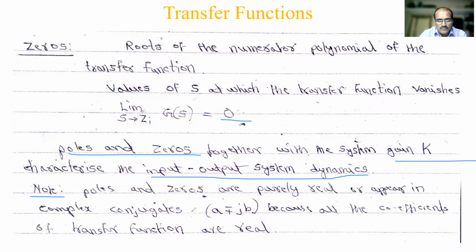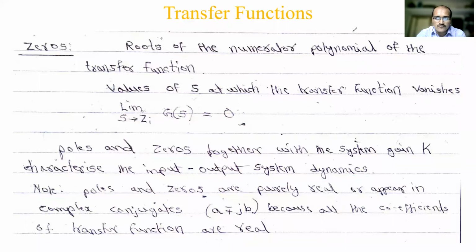They will be either in pure real form, or they may be complex conjugates like a plus jb or a minus jb form, because all the coefficients of the transfer function are real. This is another property of the transfer function. The transfer function coefficients, whatever I showed you as a0, a1 in the time constant form, are nothing but real. Finally, this is about the theory part of the transfer function.